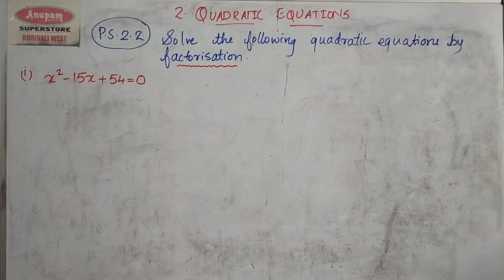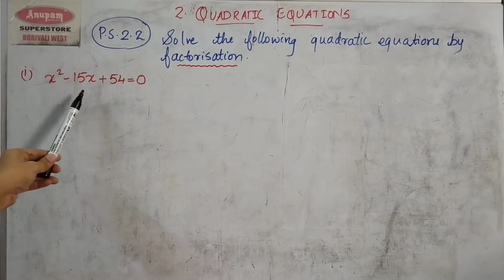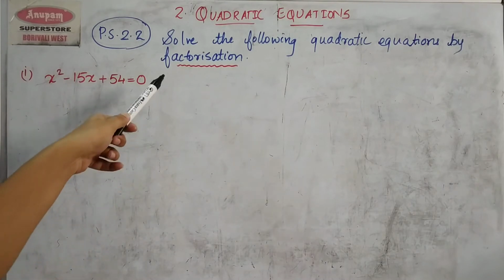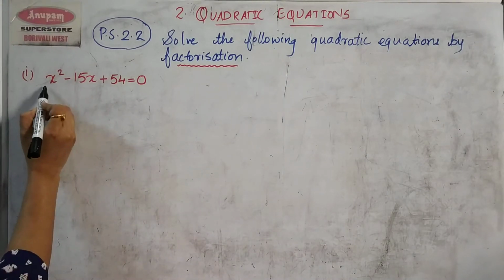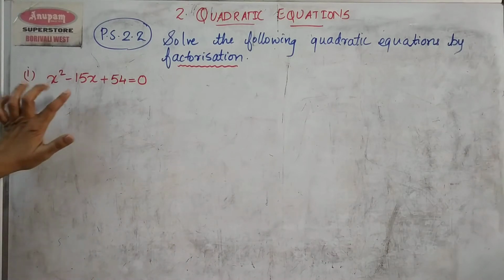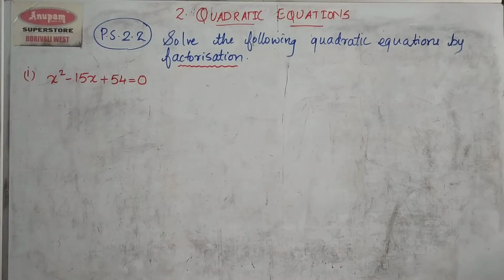Practice set 2.2 involves the questions based on finding the value of x by factorization method. And how do you do this, children? You do this by considering your coefficients a, b and c. Here if you consider this x square minus 15x plus 54, here the value of a is 1, the value of b is minus 15 and the value of c is 54.